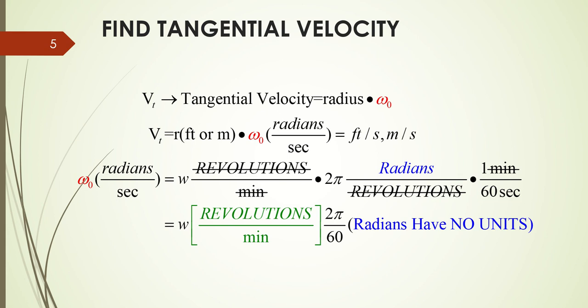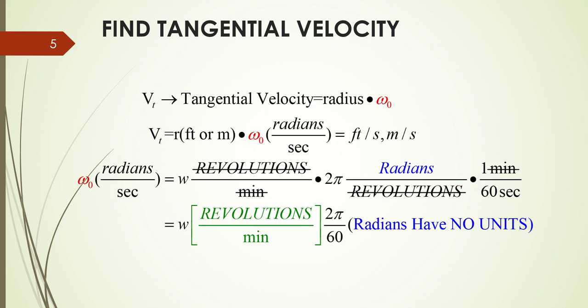The linear velocity at the inside radius is simply equal to the product of r omega. If we look at the units of tangential velocity, we have r, which is in feet or meters, times omega, the angular velocity in radians per second. And so you note that the units of tangential velocity, defined in terms of r omega naught, are feet per second or meters per second.